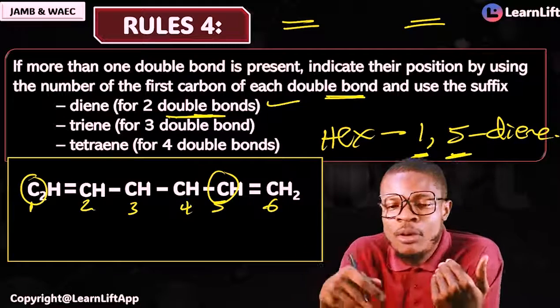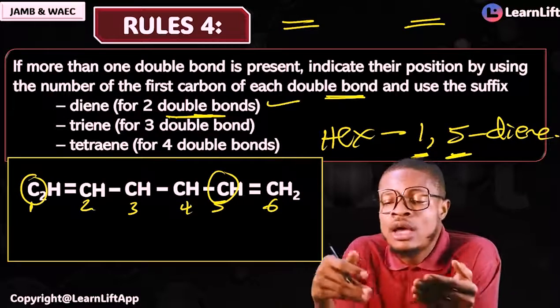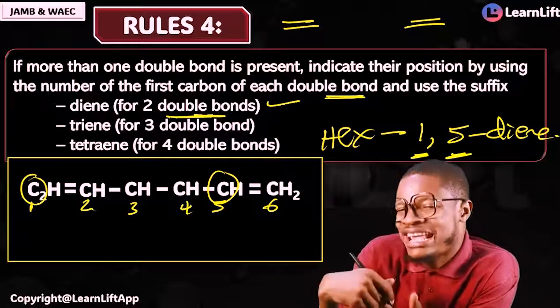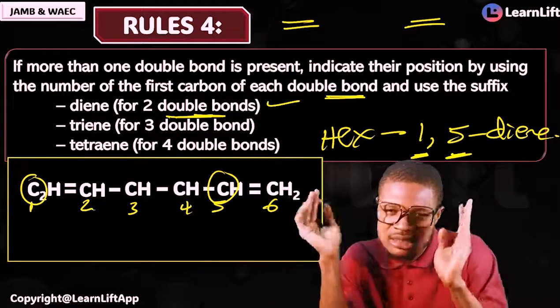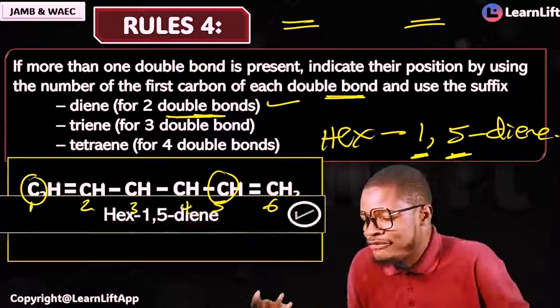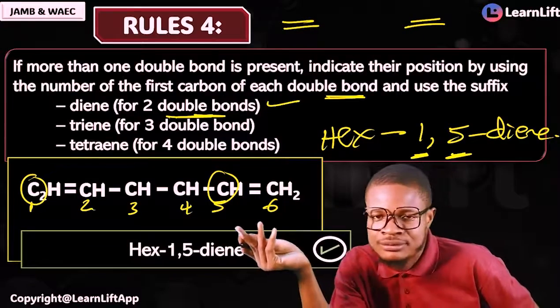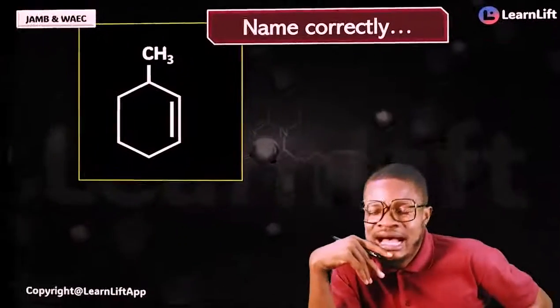If there were another double bond, probably on carbon 3, it would be hexa-1,3,5-triene, no longer diene. Does it make sense? What's the name? Hexa-1,5-diene is the name. You're out of there.